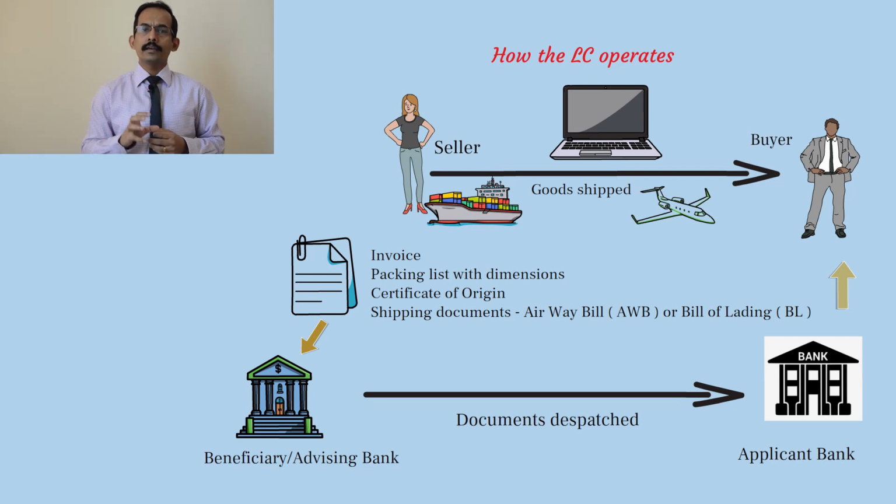Now one main thing in an LC shipment is that the goods pertaining to this LC will be consigned to the applicant bank. That is one main thing that has to be noted in an LC shipment. So in the BL or in the airway bill, it will be mentioned that the goods are consigned to the order of the applicant bank.